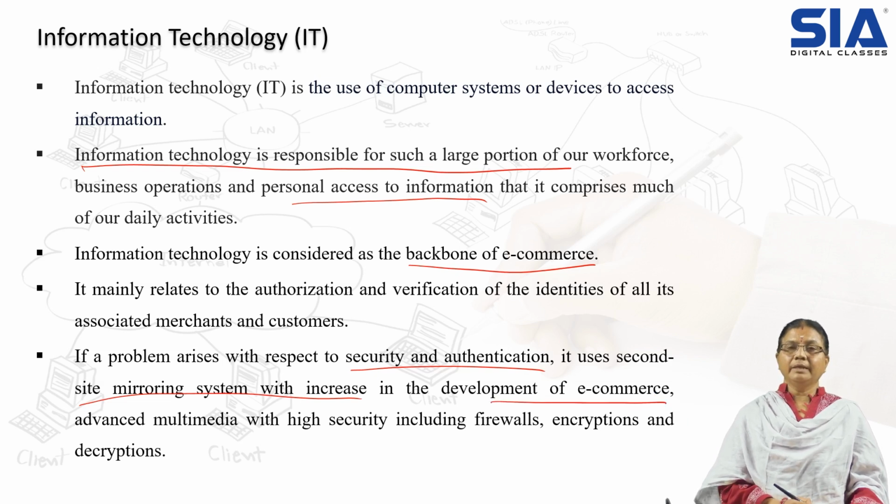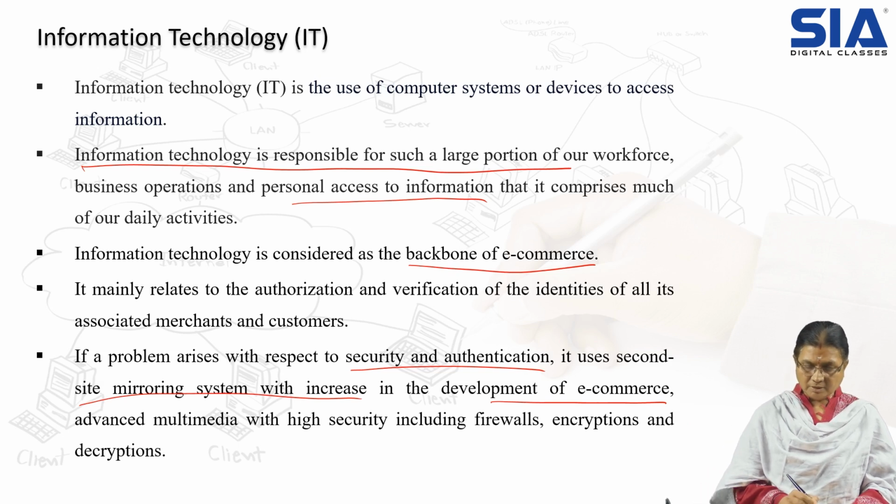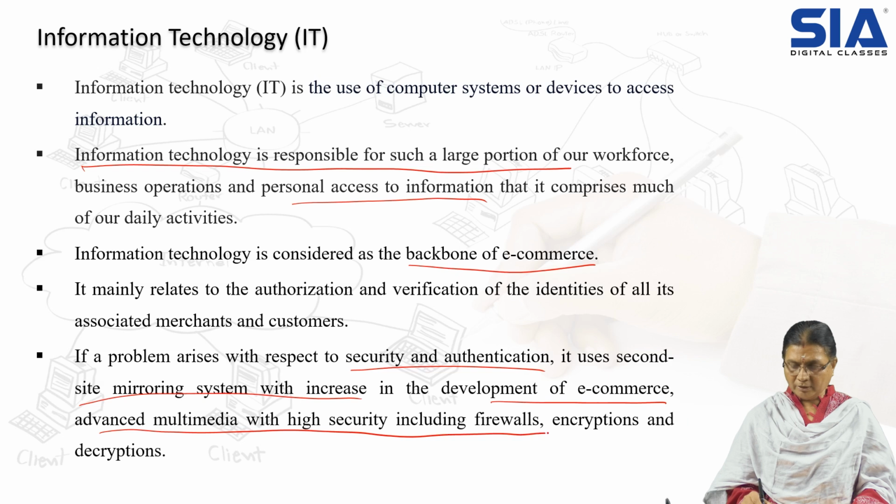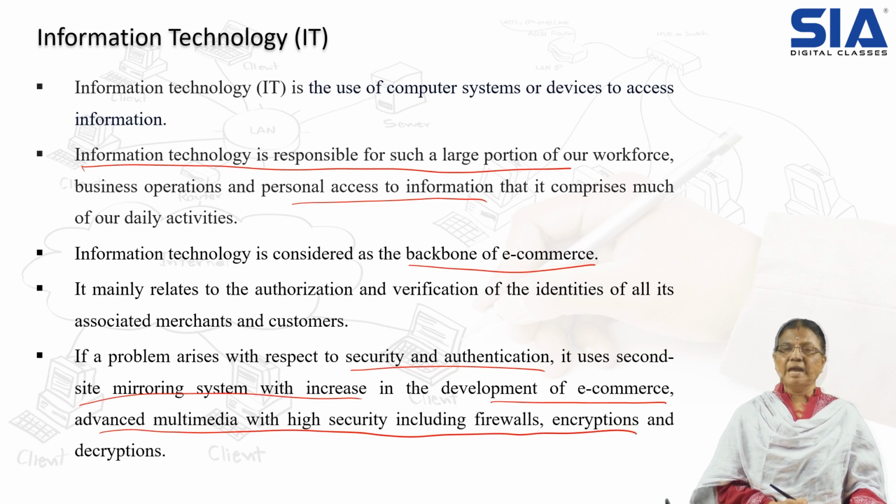With the development of e-commerce, not only in e-commerce but in other places, in banking transactions also, we get alerts whenever we use our banking system. Maybe sometimes we give the wrong PIN number, and immediately the banking service alerts us whether the right person is using it or somebody else is trying to use it. These are the advantages of second site mirroring systems. Then advanced multimedia with high security, including firewalls, encryption and decryption. These are used whenever any problem arises.